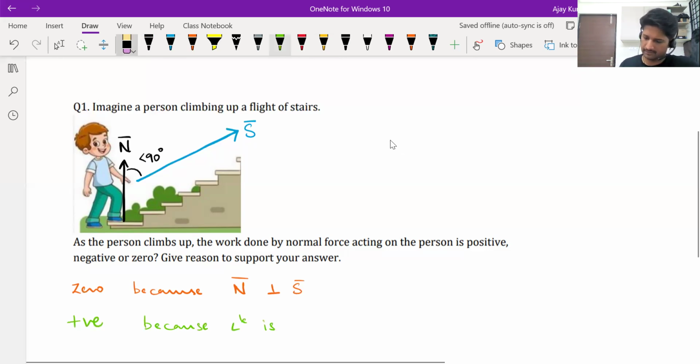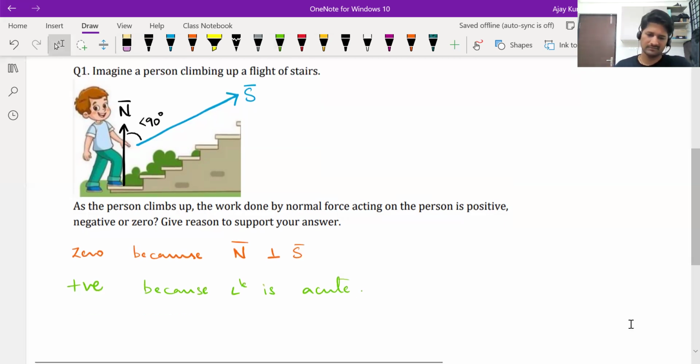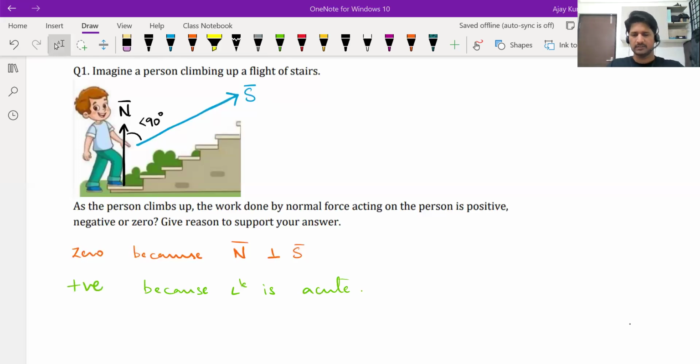Aishwarya, do you have any answer? No, sir. What do you think? It's positive. Okay, same reason. Yes, sir. See, basically the sign of work is always determined by the angle between the force and displacement. If the angle is acute, the work done is positive. If the angle is 90, the work done is zero. If the angle is obtuse, work done is negative. Or if any one of them is zero, the work done is zero. That possibility is also there.